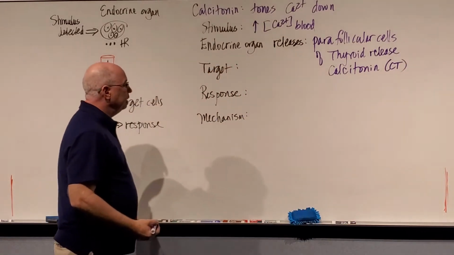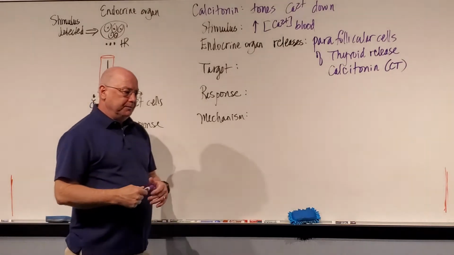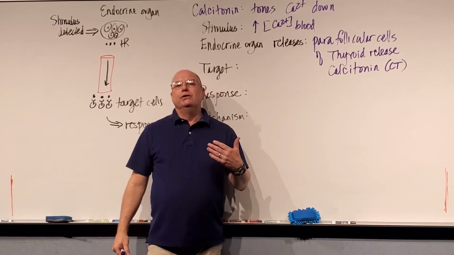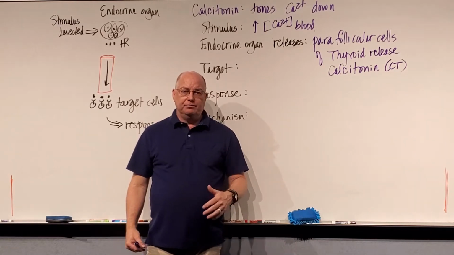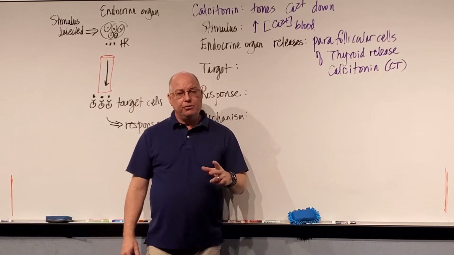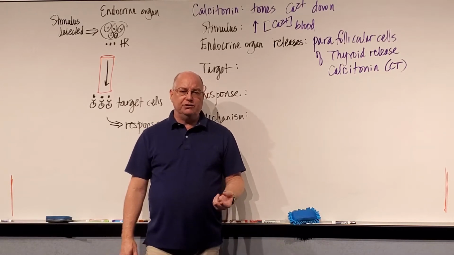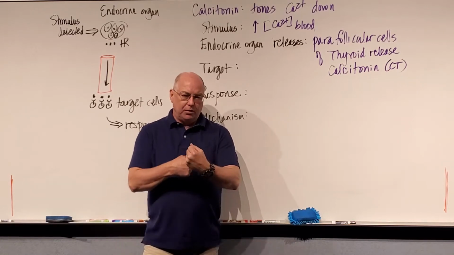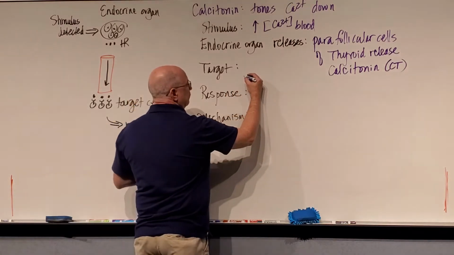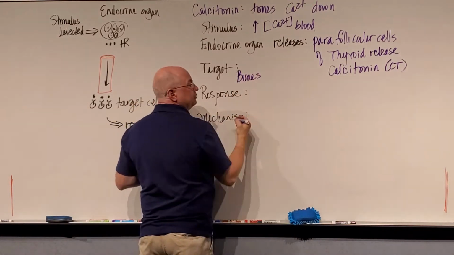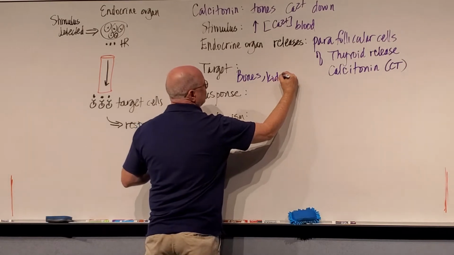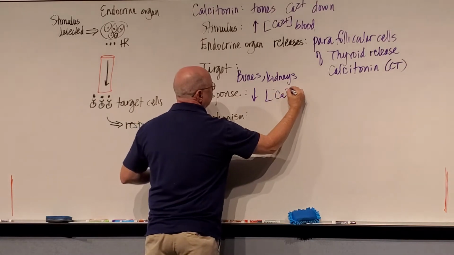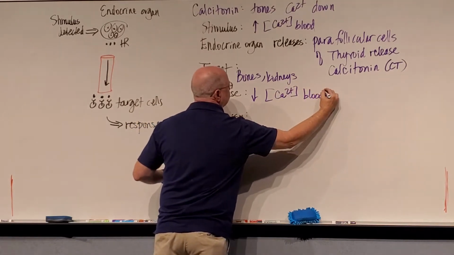Okay? The target for calcitonin, well, if I have too much calcium in my blood, what do I need to do? Got to lower it. One way to lower it is to urinate it out, to just pee it out of the body. But another way is to store it where we store a lot of calcium. And the number one place we store calcium, the number one calcium reservoir in the body, is our bones. So the target for calcitonin is going to be bones and the kidneys. The response is going to be to lower the concentration of calcium in our blood.